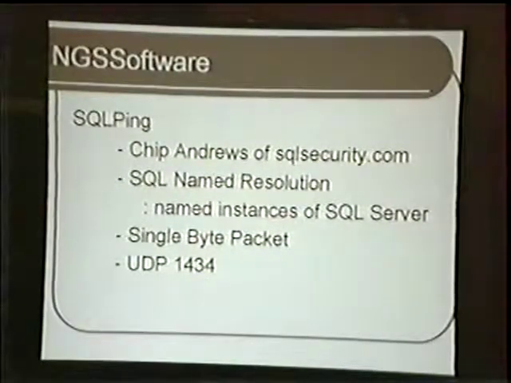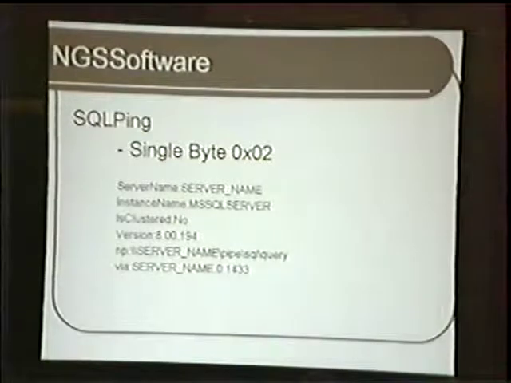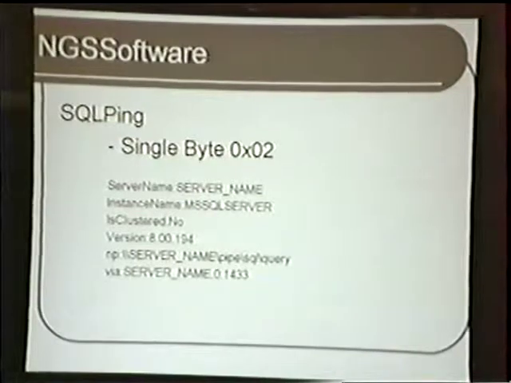Essentially, it is a name resolution tool. It will fire off a single-byte UDP packet to UDP port 1434 on the SQL server, the single byte being 02, and SQL Server will respond with information such as, actually, I've got it here. If you look on my right, I don't know if you can see it, maybe I should increase the font. It replies with information such as the server name, the instance name, whether it's clustered, the version number, and everything like that. Incidentally, the version number being reported back is wrong.